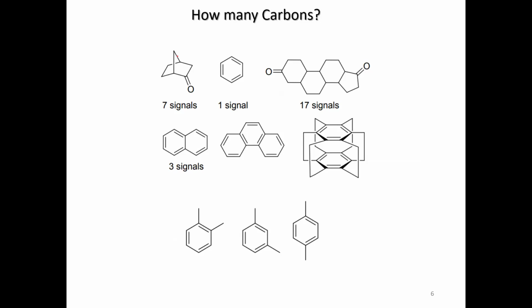What about this one? There is some symmetry, but not the same kind of symmetry. You can break only in half on this side. How many signals do you see? 7 signals.